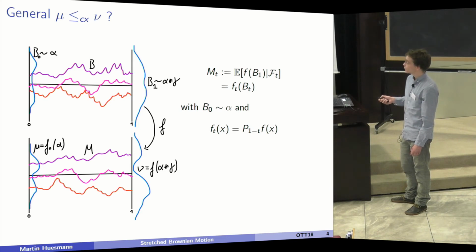So it's, at least for us, completely non-obvious whether for each mu I can find an alpha such that this f0, and recall that f depends on alpha, because f pushes alpha convolved with gamma to nu, whether for each mu I can find an alpha such that the push forward of alpha via this map f0 is my initial measure mu.